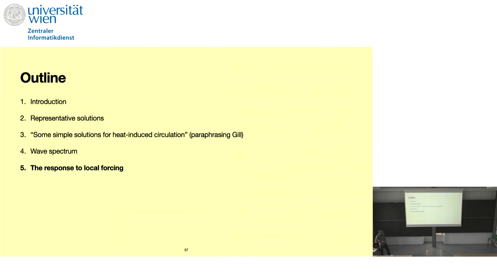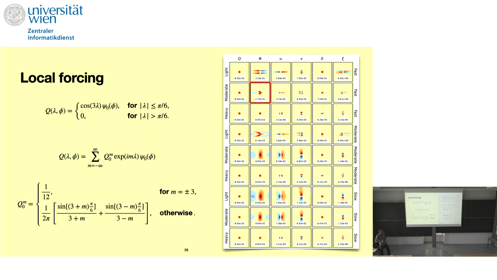Okay, so up till now, we've considered the solutions for a single Fourier mode, like Matsuno did. But as I mentioned, Gill looked at a finitely supported solution in the zonal direction. And so here we are trying to reproduce the Gill solution as well.